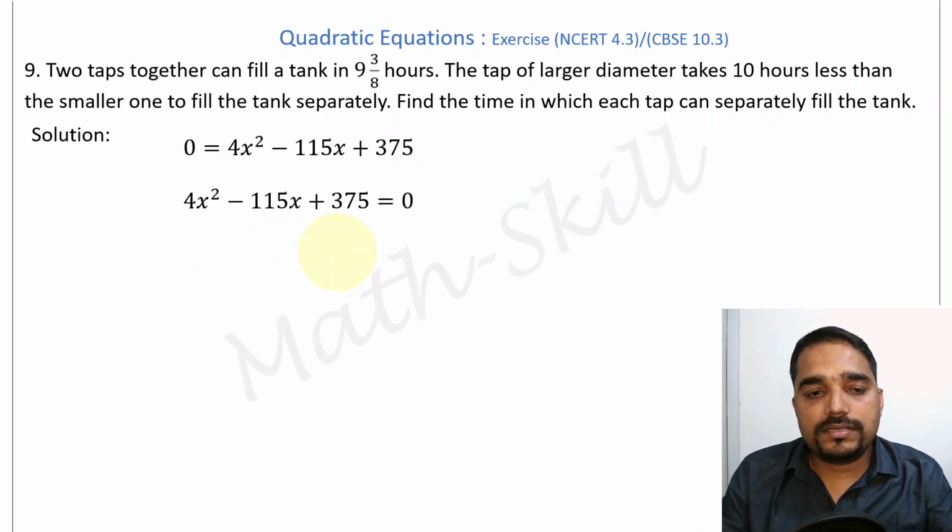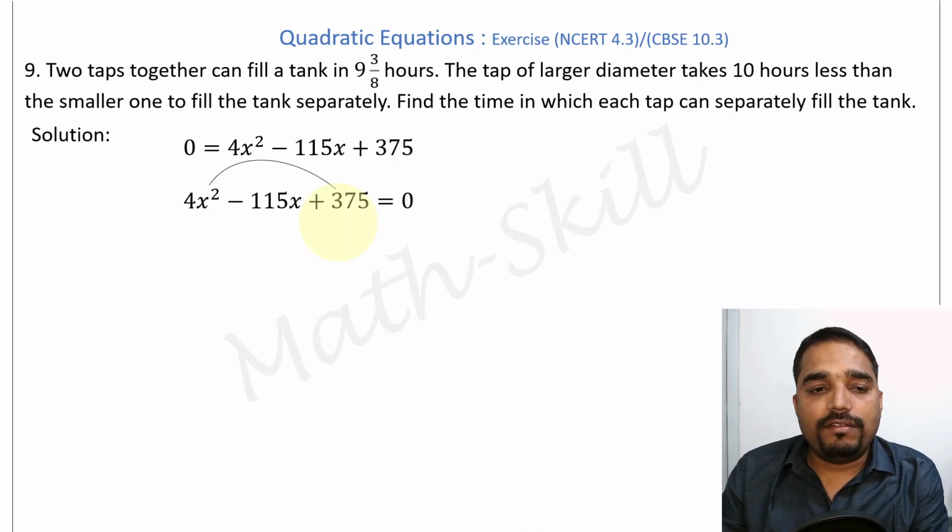In order to start factorization, let us multiply the first and the last term. That is, upon multiplication of 4x square into 375, we would be getting 1500x square.